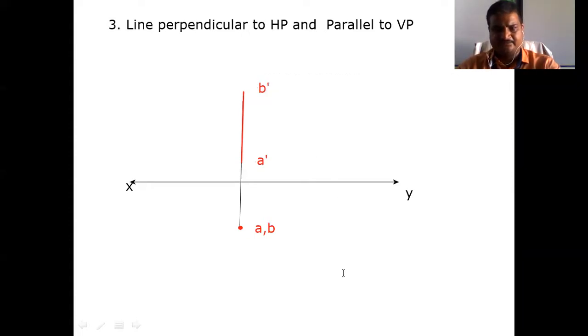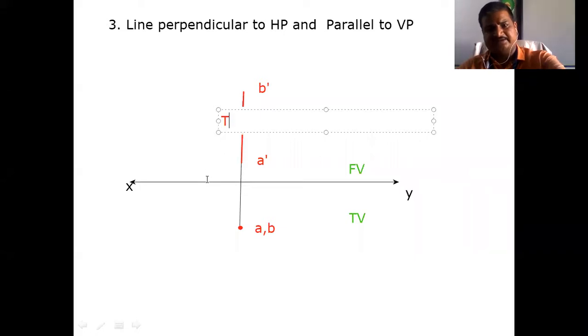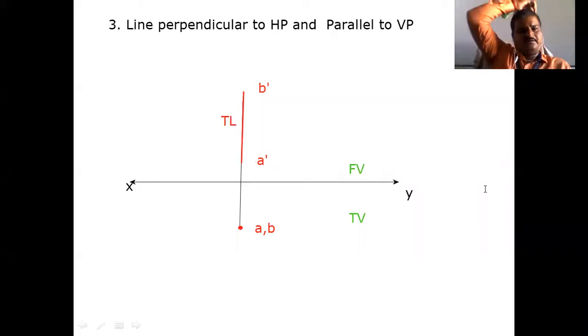This view is known as front view, and this view is your top view. And in front view, you will get the true length of the line. Original length you can observe in the front view. So this is the third position of the line. Okay, have you understood it? Yes, sir. Yes, please draw this line in your notebook. Write down.